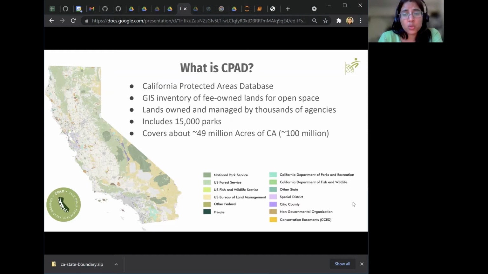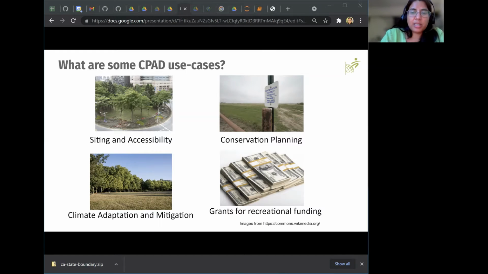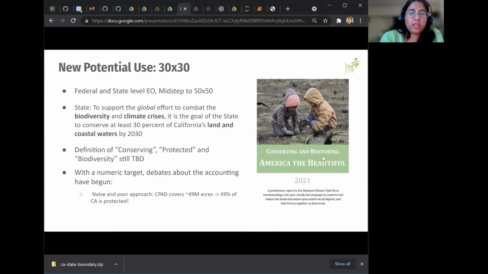The structure is one around land ownership and management. And CPAD includes 15,000 parks and 49 million acres of California's 100 million acres. CPAD has had wide and diverse uses, from administering grants for recreational funding, identifying locations for parks to enhance equity, land and water conservation planning, and accessibility and siting, as well as climate adaptation and mitigation. And now there's a new potential use in the 30 by 30 initiative.